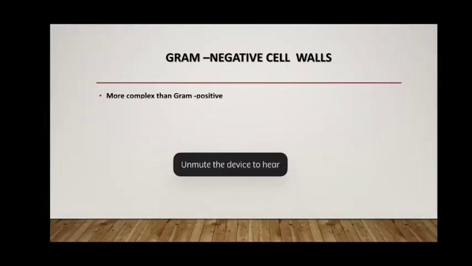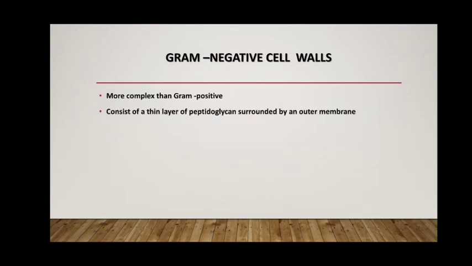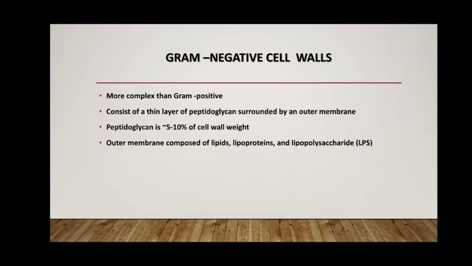Now moving on to the gram-negative cell wall. Gram-negative cell walls are much more complex than gram-positive cell walls. They consist of a thin layer of peptidoglycan, almost 5 to 10% of the cell wall, and they are composed of an outer membrane, which is exactly outward to the cell wall, that contains lipids, lipoproteins, lipopolysaccharide and so on. One of the differences between gram-positive and gram-negative cell walls is that gram-negative cell walls do not possess any teichoic acids.